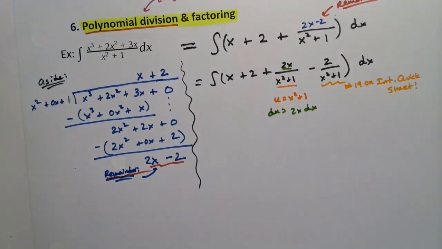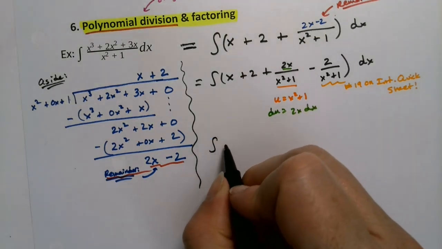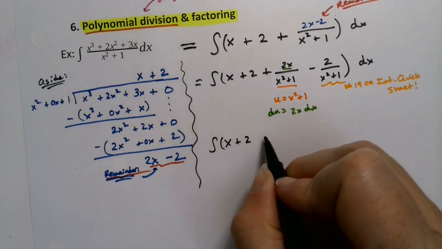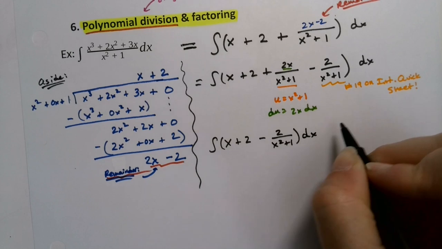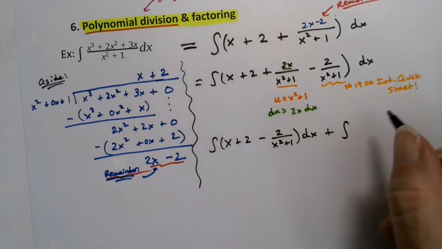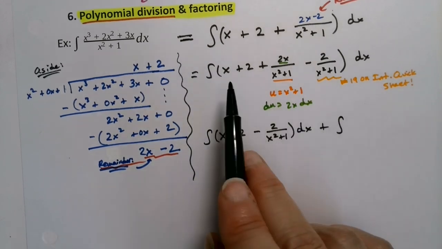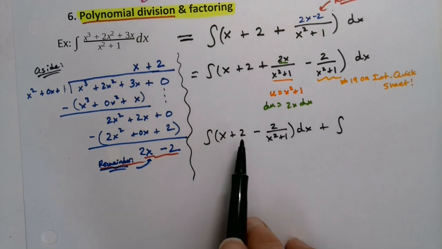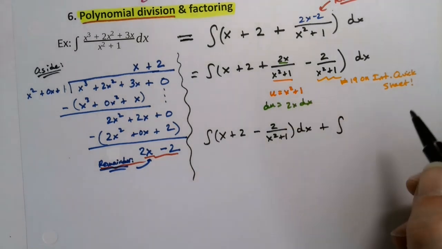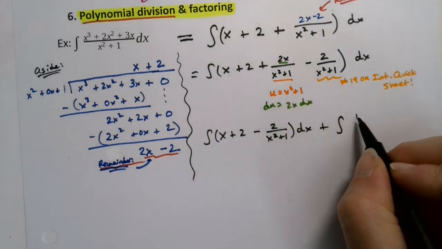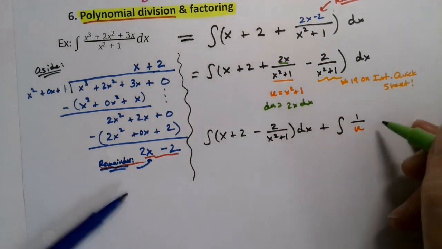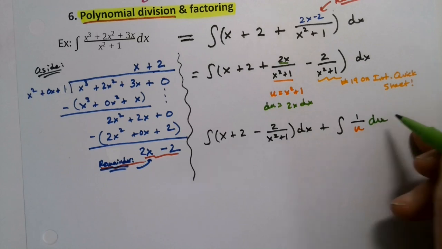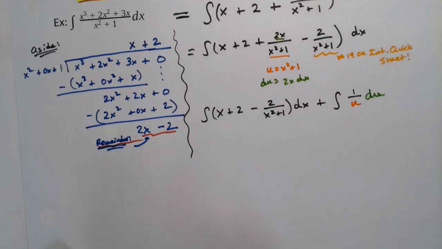All right, so let me rewrite this one more time. So it's the integral of x plus 2 minus 2 over x squared plus 1 plus the integral of, see what I did there? The 3 that I knew how to do with x's, I put them together. And then the one that I need u sub for, I'm going to rewrite it. It's 1 over u and then du. It's not even hard. It's easy also.